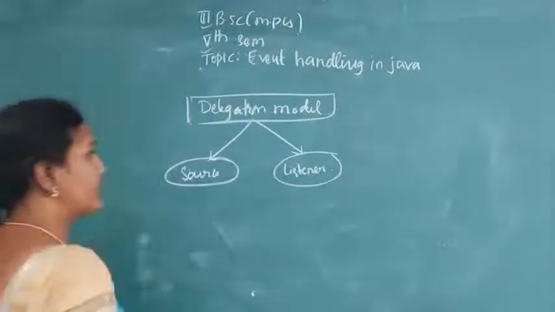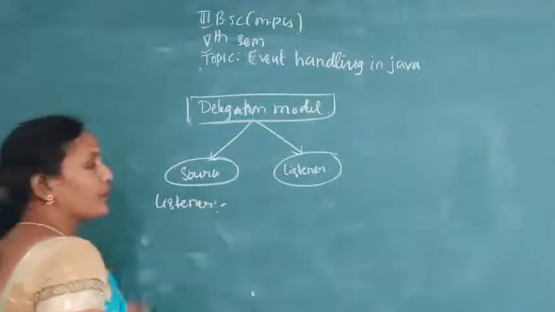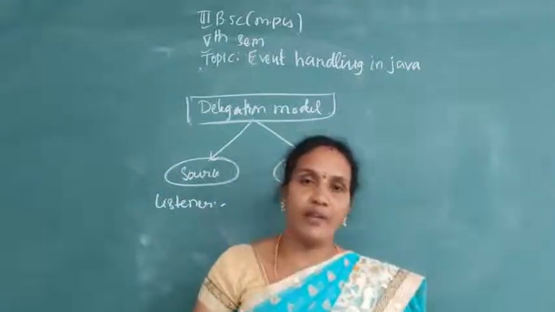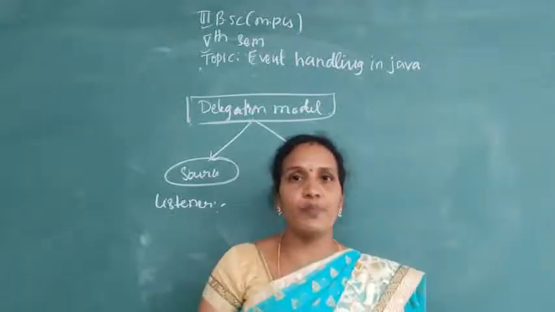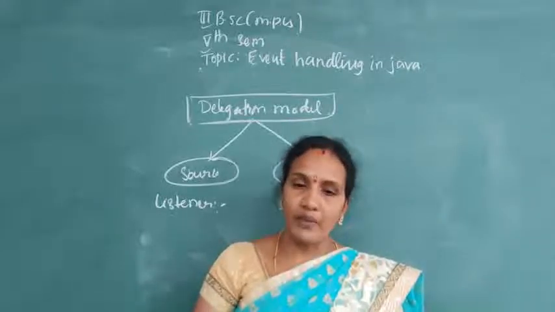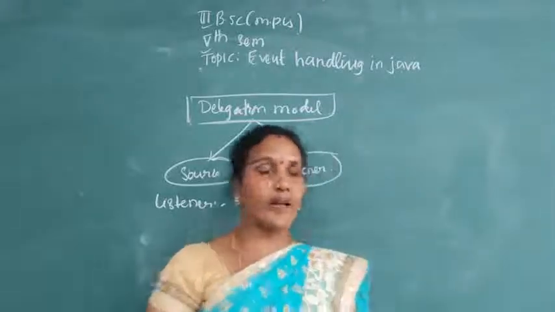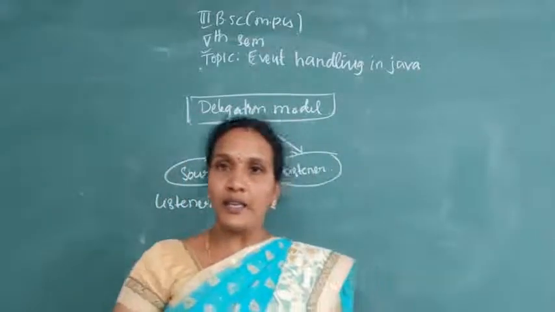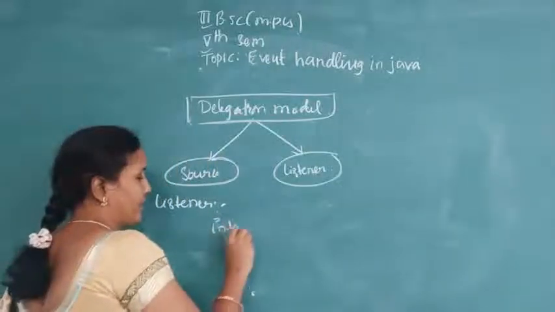The second one is listener. Whenever an event is generated by the user, it is a condition that the event should be handled properly. That is called event handling. So whenever an event is generated by the user in Java, that event is handled by the listener, and these listeners are interfaces.